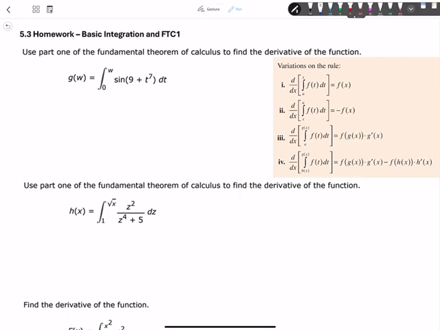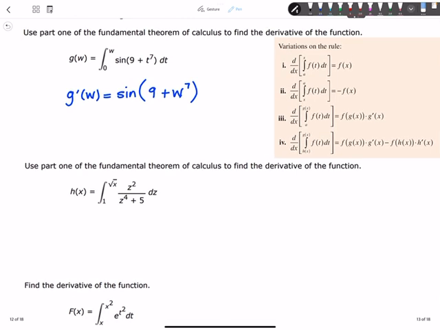So it's important to determine which case you're in. And here we are in this first case where we are integrating from a constant to a variable. This is the easy case. All we need to do here is just replace the variables. So g prime of w is equal to sine of 9 plus w raised to the power 7. Like I said, that's all there is to it in this case.